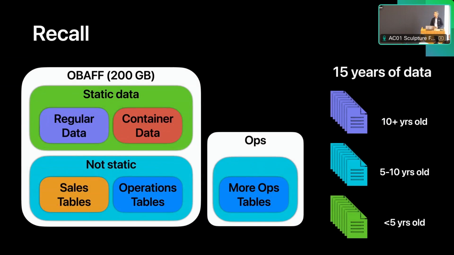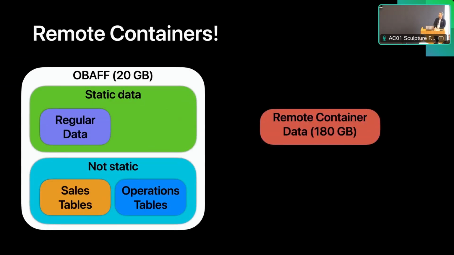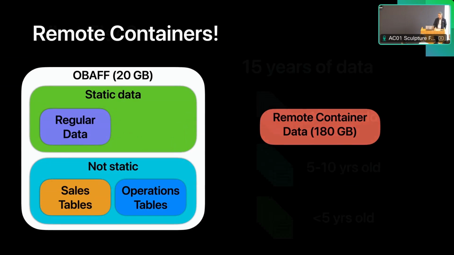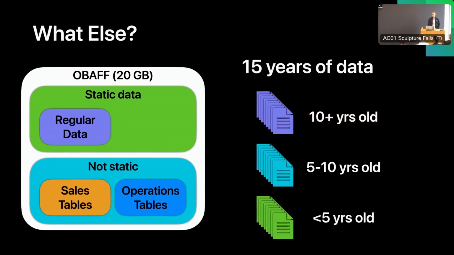So if you recall, this is our situation, and we can hone in on the container data. That's going to be a likely culprit that we can improve. And so if we move that data out and use external remote storage, all of a sudden we've made our main file much smaller. It's now down to 20 gigabytes. So that's great, but what else can we do?